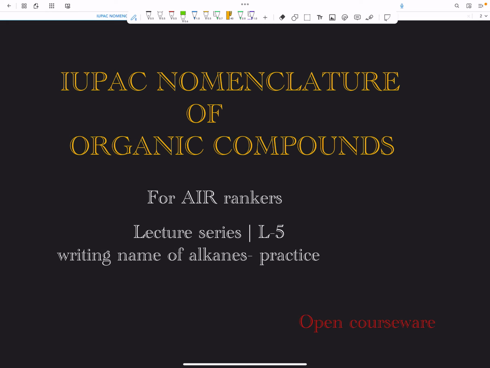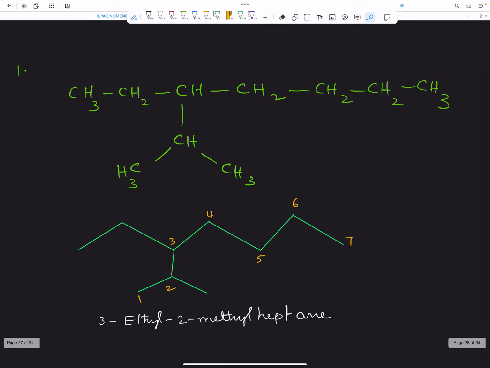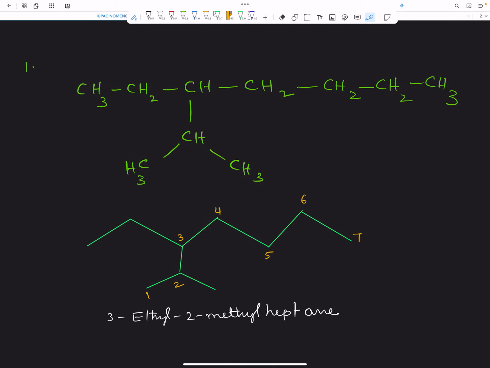In lecture series L5, we practice naming of alkanes. Here, I am going to use bond line notations to simplify writing organic molecules. While transforming the structural formula into bond line notation, please note that the first point and the last point, as well as corners of the zigzag line, represent carbon atoms.